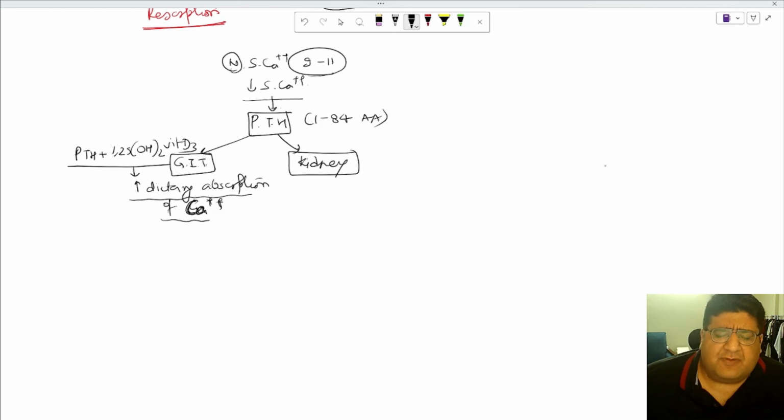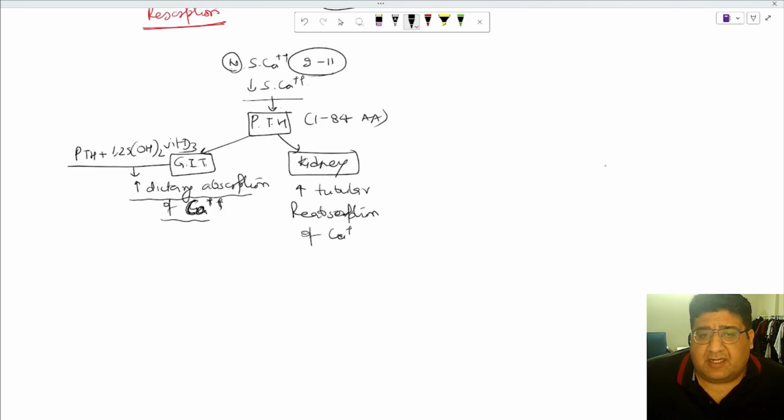Kidney, whatever you want to filter, please go ahead. Whatever you want to secrete in your tubules, please go ahead. But kidney, I just have a request that while tubular reabsorption, please I request with folded hands, please increase the tubular reabsorption of calcium so that from the urine it can come to the blood and my job is done. Kidney is like, of course, PTH, I can do it for you. But you know what?